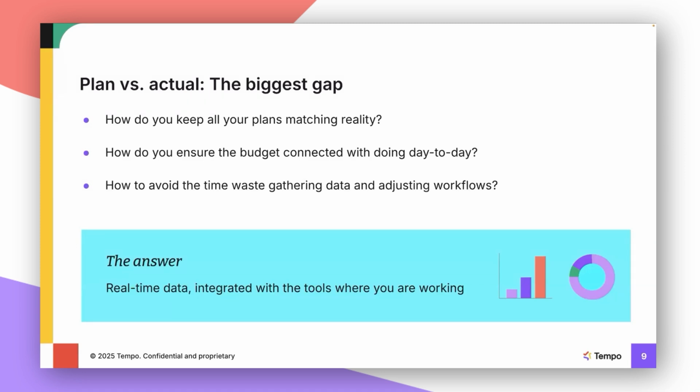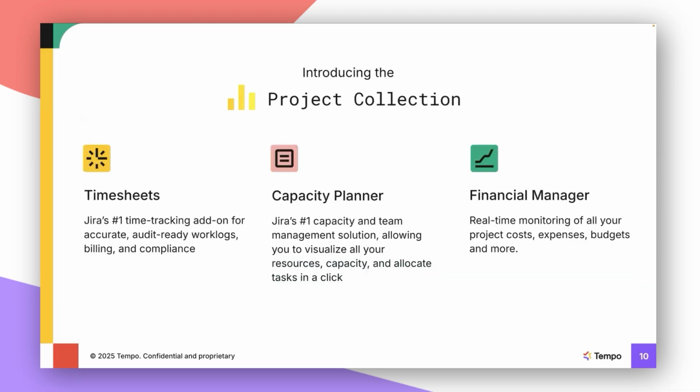But with the project collection, you actually see time, cost, and capacity as they happen in real time, which means you can adjust before everything goes off the rails, not after you're writing the postmortem. Now, the project collection brings timesheets, capacity planner, and financial manager together inside Jira, finally getting all your data to act like it belongs in the same ecosystem.